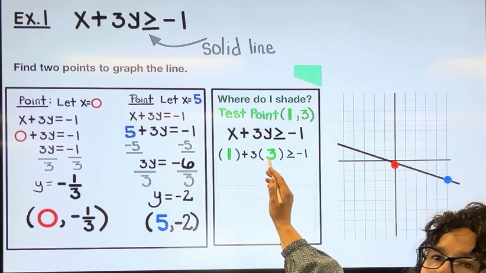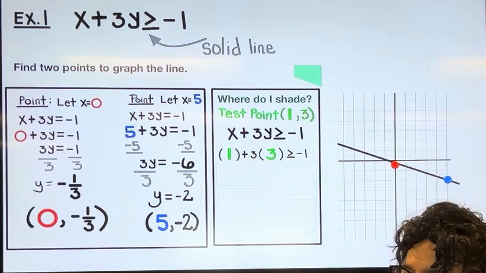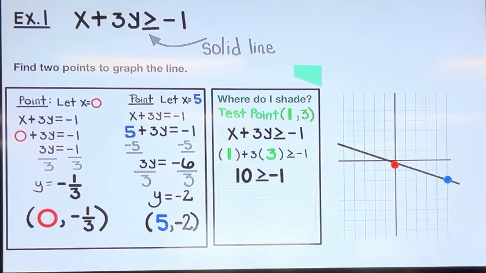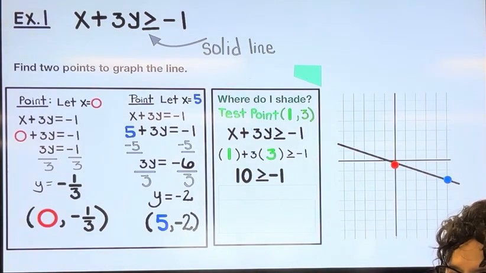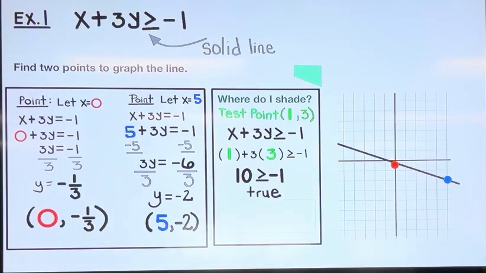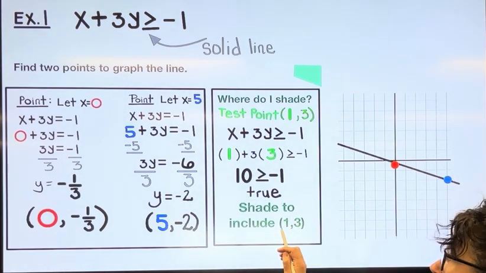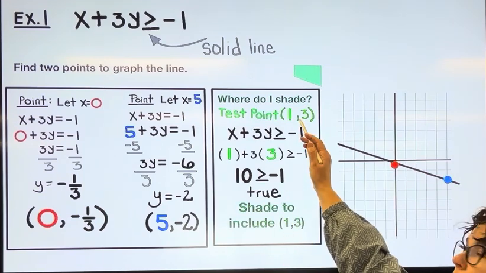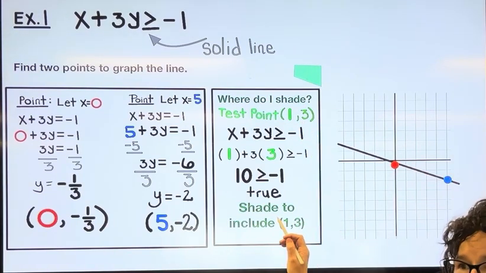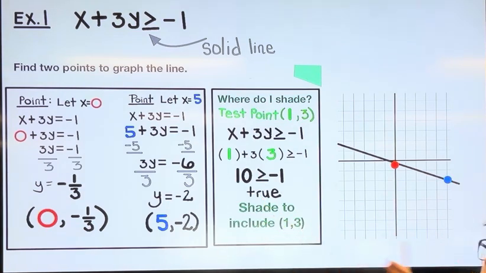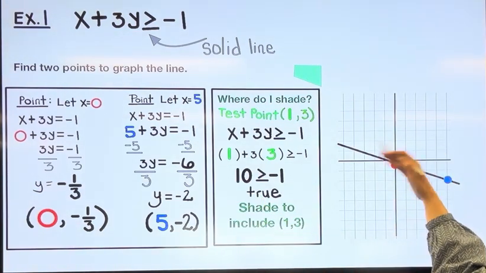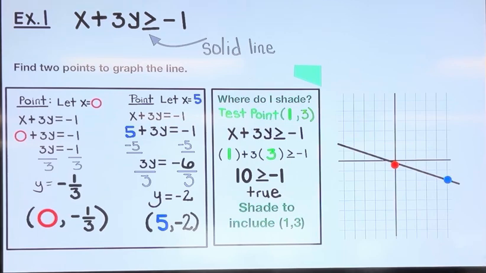Simplifying, 3 times 3 is 9, and 1 plus 9 is 10. And then decide, is that true? 10 is greater than or equal to -1. That's true. So the significance is that we want to make sure we shade to include the point (1, 3), since it made it true. If we would have gotten false, we don't want to include that point, and we would shade away from it.